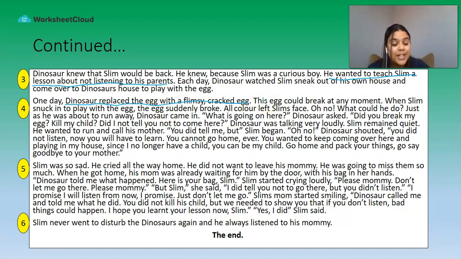Just as he was about to run away, Dinosaur came in. What is going on here? Dinosaur asked. Did you break my egg? Kill my child? Did I not tell you not to come here? Dinosaur was talking very loudly. Slim remained quiet. He wanted to run and call his mother. You did tell me, but Slim began. Oh no, Dinosaur shouted. You did not listen.